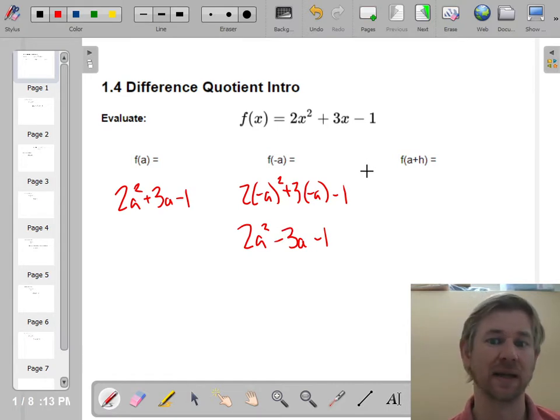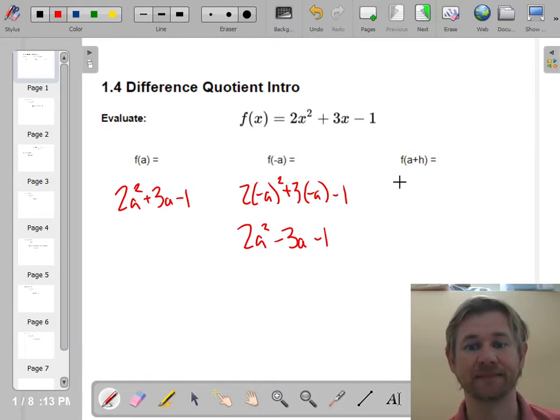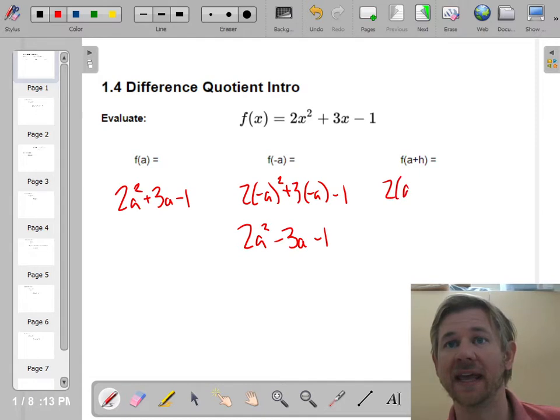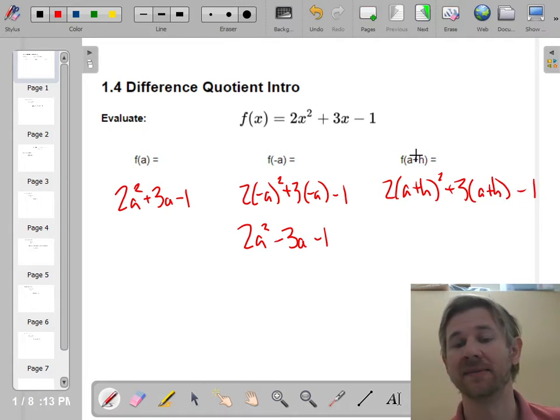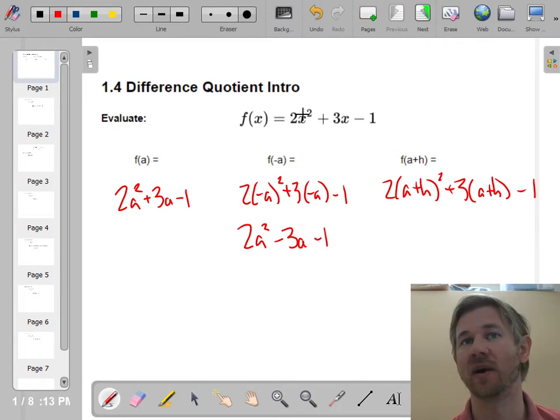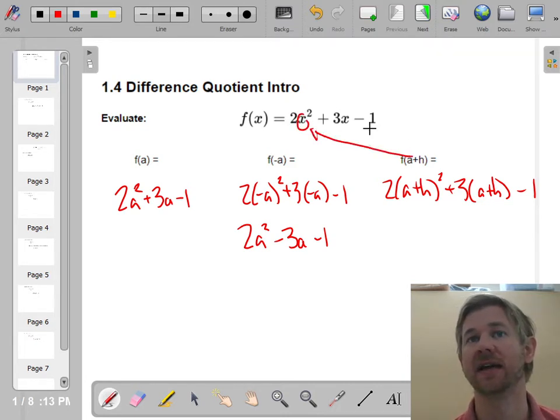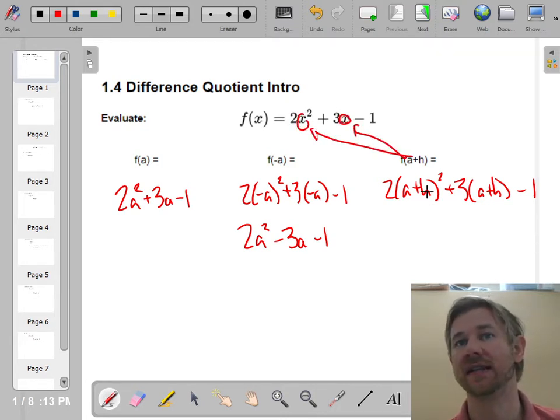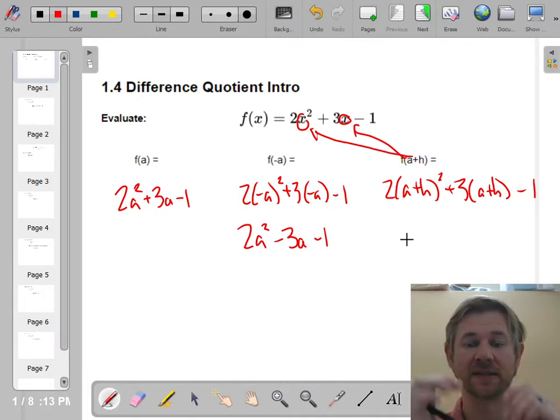And then this is where you're like, okay, f of a plus h, let's do it. We're going to plug a plus h in everywhere we see an x. So 2 times a plus h squared plus 3 times a plus h minus 1. Everywhere I see an x, I'm going to put a plus h. So you can see instead of 2a squared, it's 2 times a plus h squared.